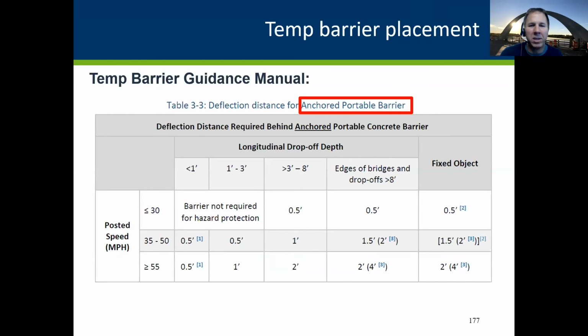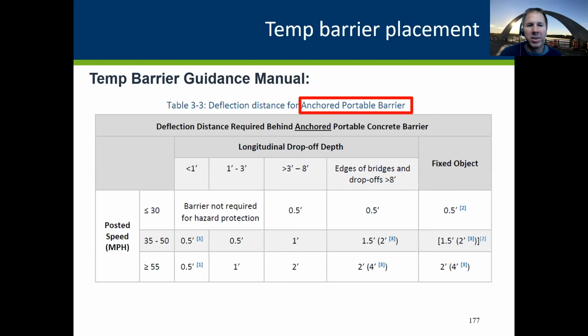So at the edge of the bridges, this last grade column, drop-offs greater than 8 feet, you need a setback. For greater than 55 miles an hour, you need at least 2 feet behind that barrier of deck, of an anchored barrier, just so that if that thing did get hit, it might deflect and it might go over the edge. So this table kind of covers what you need.